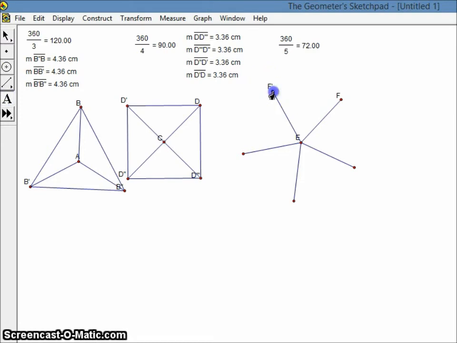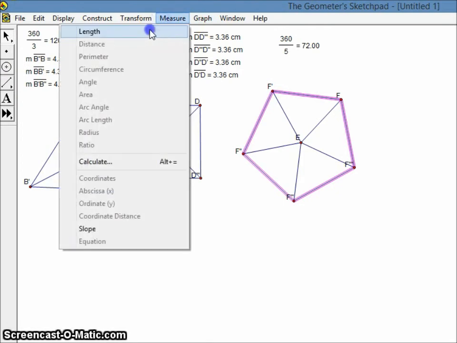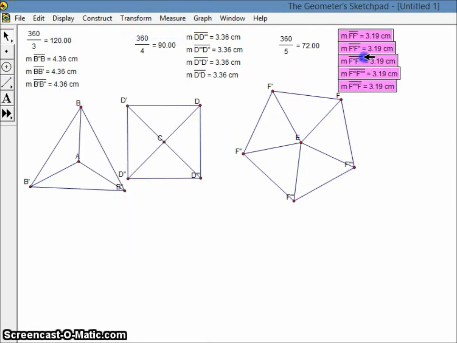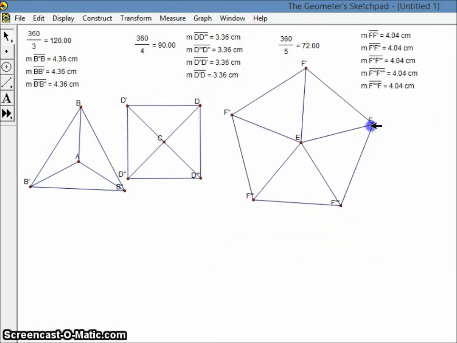Alright, I'm going to name these ones F prime, F double prime, F triple prime, and F 4 prime, quadruple prime if you like. Now I'm going to select those points that I just named, because those are going to be the vertices of my pentagon, which we're hoping will be a regular pentagon. So I'm going to construct my segments, and I'm going to measure the length. And sure enough, there we have it again. They are all, in this case, 3.19 centimeters. And if I drag that out, you can see how they always stay the same.